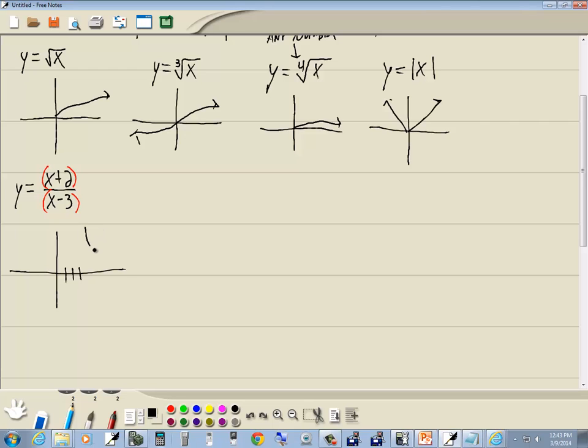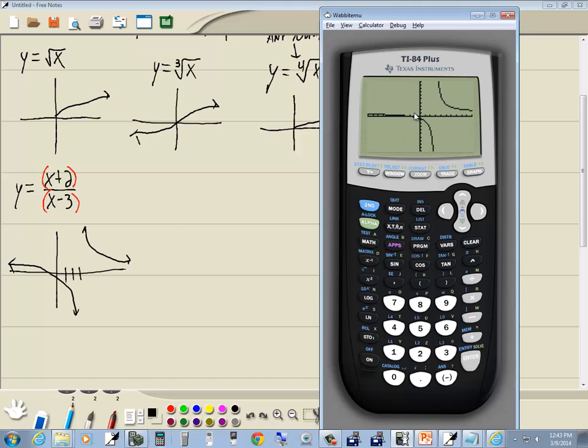Your graph may look like this. Some of the older TI-84s, it'll put a vertical line right here. It's a flaw with the calculator. The newer TI-84s, you shouldn't see that. You should not see a line. So again, if your TI-84 has a vertical line there, ignore the vertical line. Your graph is the rest of it.